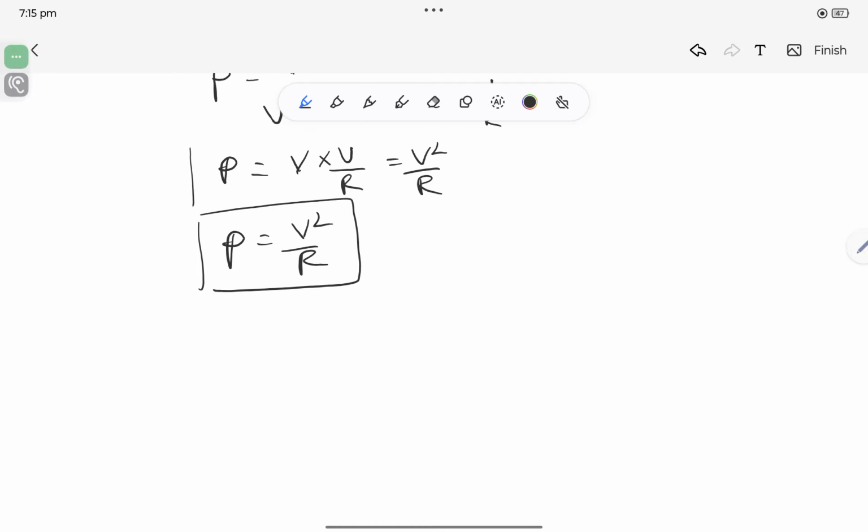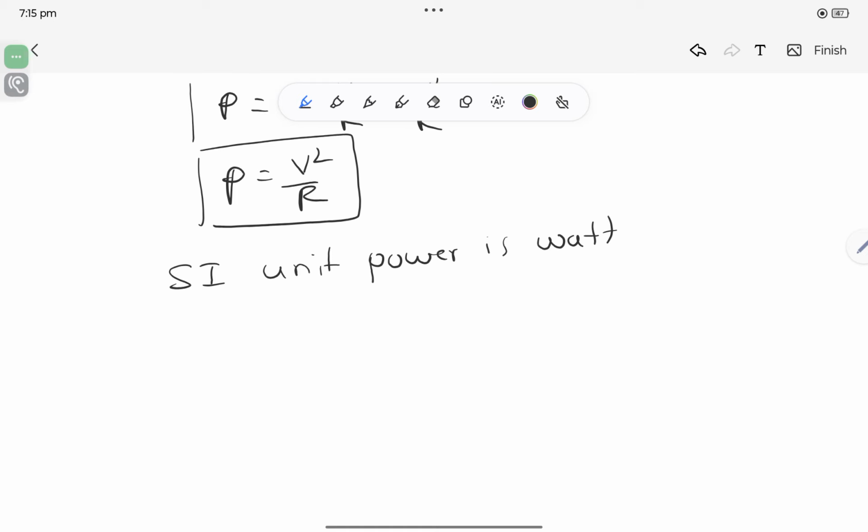So what is the SI unit of power? The SI unit of power is watt. So what is 1 watt? P is equal to VI, so 1 watt is equal to 1 volt into 1 ampere.